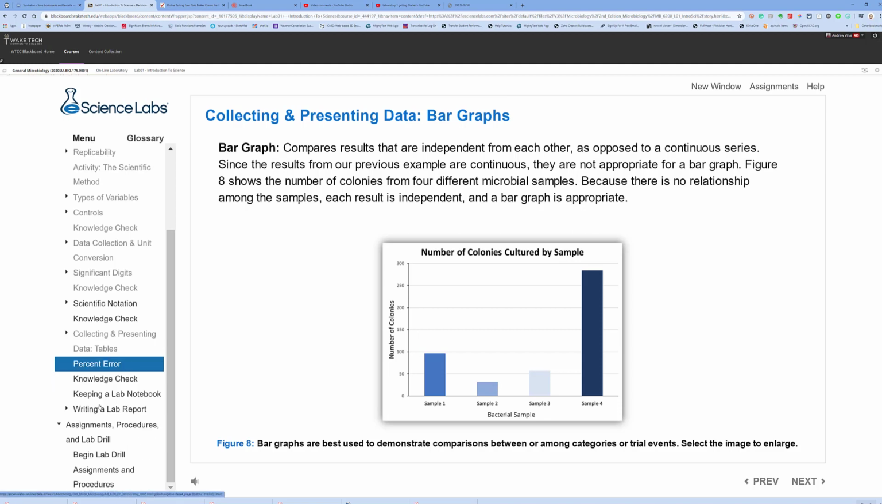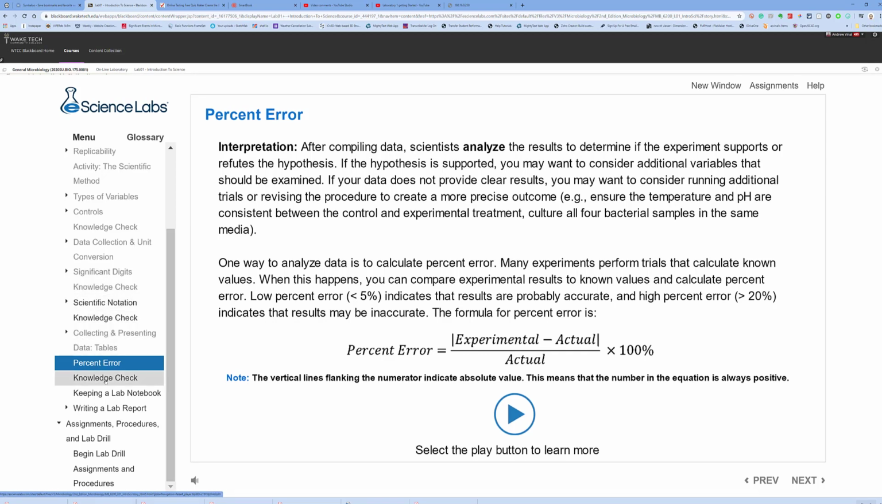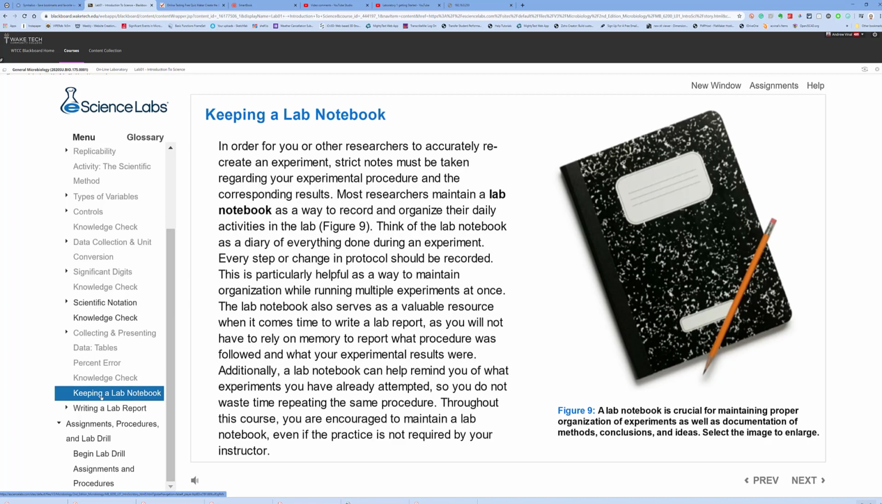They could be each sample is representative of something that is different, but you want to compare them. So a bar graph. Percent error, you can see, is experimental minus the actual over the actual data, and you can watch the video and read through that looking at percent error. Usually put an error bar to indicate to the reader what would be up and back.